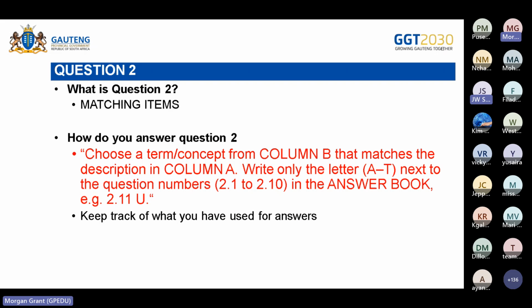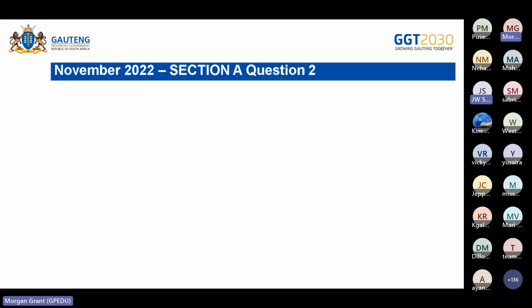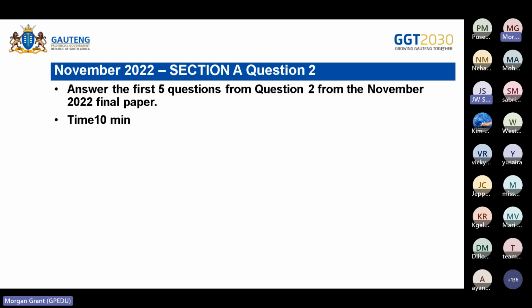Then the next thing you need to do with question 2 is keep track of what you have used for answers. So again, we're going to do this one a little bit differently. I'm actually going to give you the answers for the question paper for question 2.1 to 2.10. And then what I want you to do is highlight all the answers. Okay, because I am going to give it to you on the slide. And then we're going to go and look at which answers were not used. And then figure out why those didn't fit. Very different way of doing the question. So I'm going to give you about 5 minutes, 5 to 10 minutes.